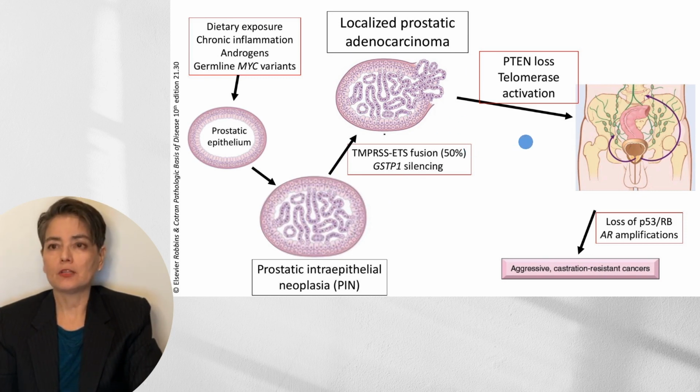With additional losses such as PTEN or activation of telomerase, we have now enabled more widespread metastasis to lymph nodes as well as to the skeletal system, a common site of metastases in prostate cancer. And if this patient is being treated with medical management, we can get additional mutations that will eventually develop in the residual cancer: loss of P53 and RB, AR amplifications. At this point we will have an aggressive treatment-resistant cancer that no longer responds to androgen blockade.